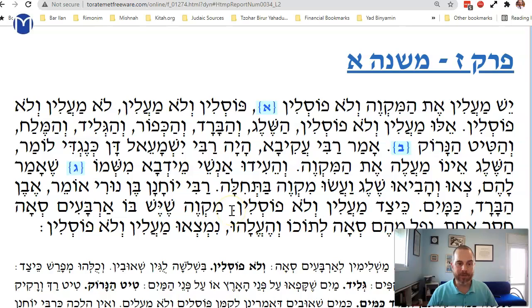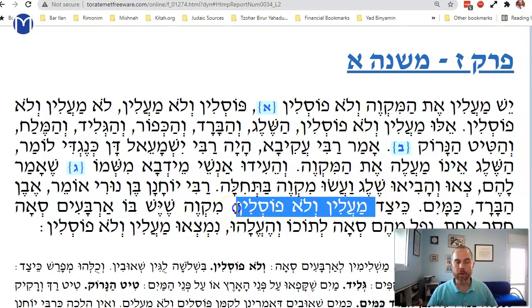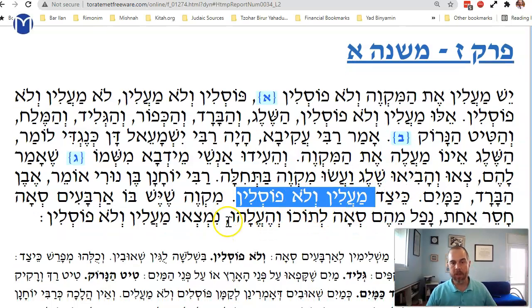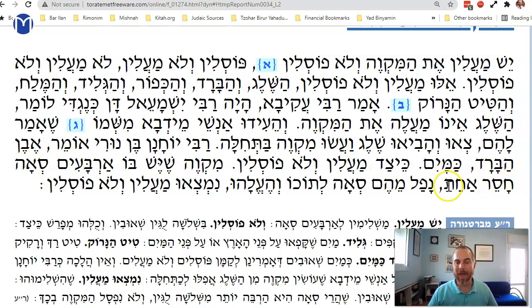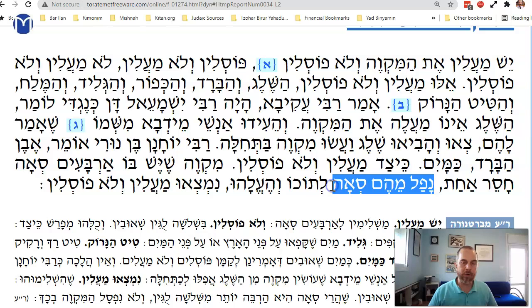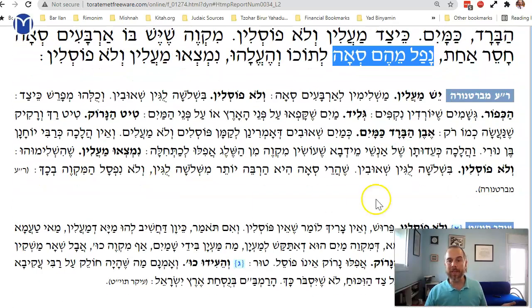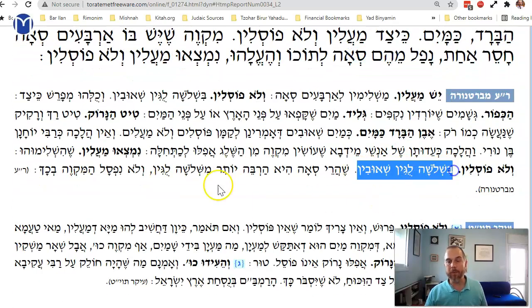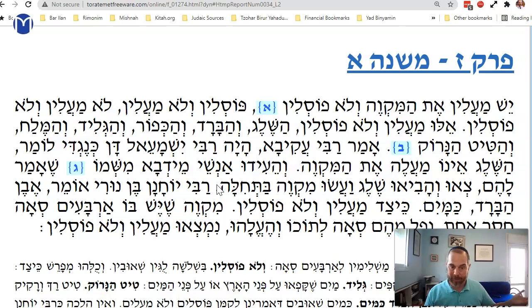Keitzad ma'alim v'lo poslim? What does it mean? Ma'alim v'lo poslim. If it raises. Mikveh sheyesh bo arba'im sa'ah chaser echad. If you have a mikveh that's 40 sa'ah minus 1, 39 sa'ah. Nafal la sa'ah l'tocho, if a sa'ah of snow falls in, or ice, or hail, or salt falls in, it raises the level. Nimtzu ma'alim v'lo poslim b'shlosha lugim shuvim. Remember, it's drawn. You're picking it up, you're putting it in a kli, but it's ma'alim and v'lo poslim.